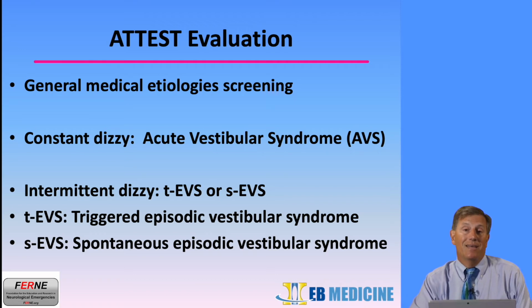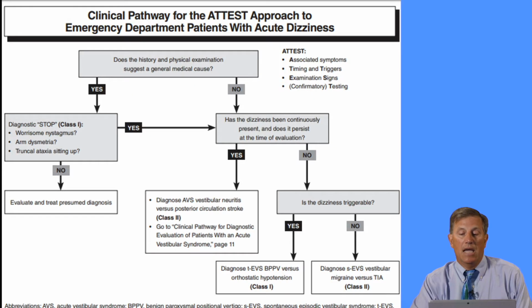We then want to say, is there constant dizziness? Is it sudden, severe, going on for hours? They present to the ED with this constant dizziness, in which case it's an acute vestibular syndrome. And lastly, if it's not constant at the time of presentation, but more often intermittent, is it triggered? In which case it's a triggered episodic vestibular syndrome. Or is it spontaneous? A spontaneous episodic vestibular syndrome. Here again is the pathway. Now we'll go through parts of it specifically.